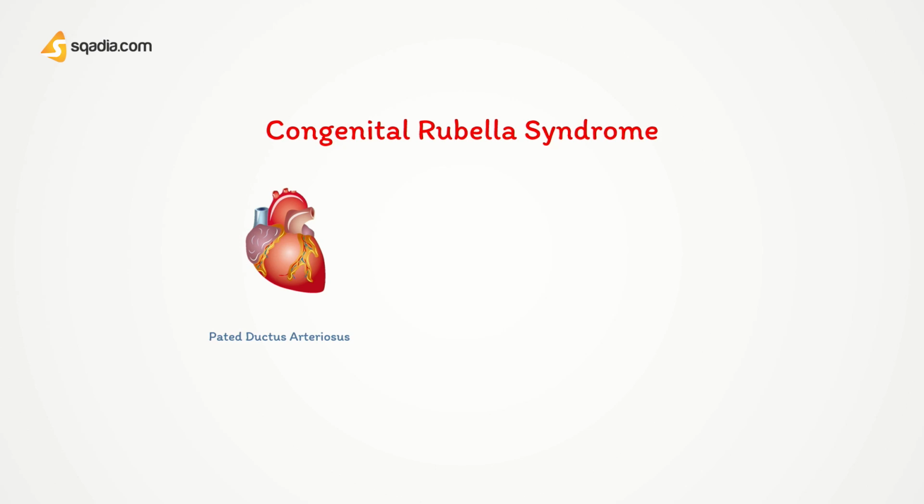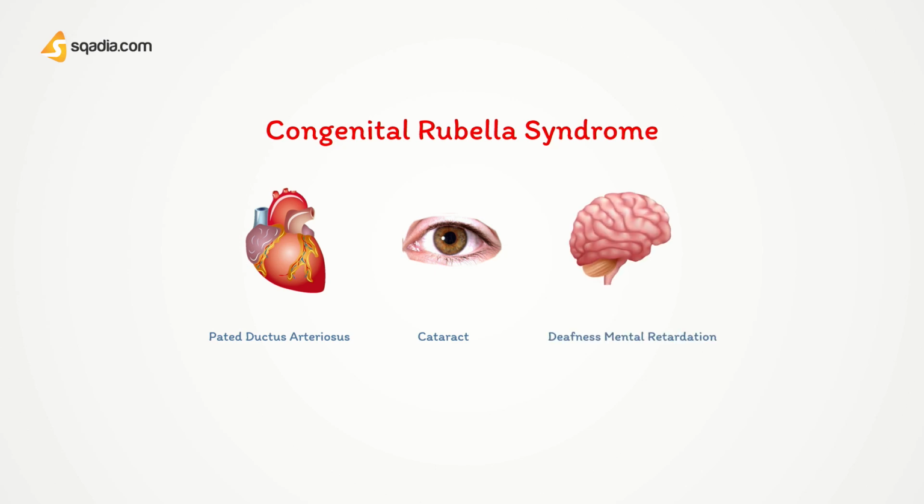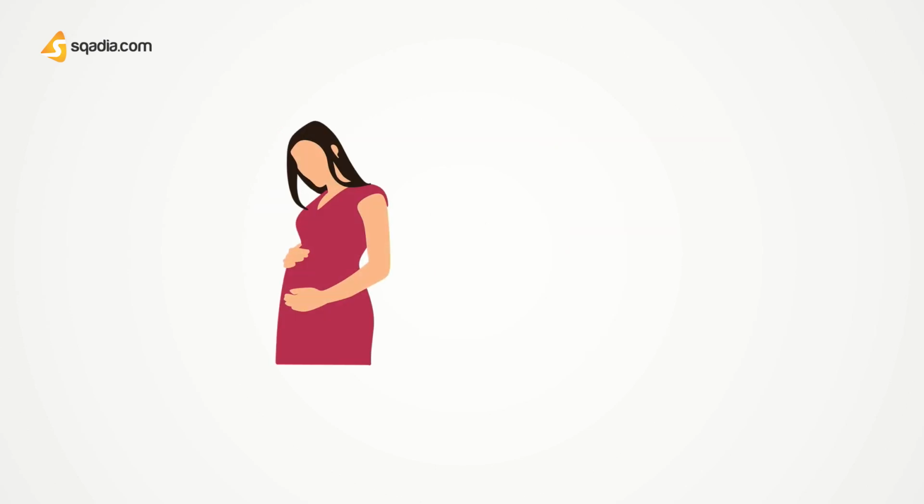After birth, the eyes are affected, such as cataracts with cloudiness or opacity in the normally transparent crystalline lens of the eye, and also the brain, like deafness and mental retardation. In a pregnant woman, the presence of IgM antibody indicates recent infection, whereas a greater titer of IgG antibody indicates immunity and consequent protection of the fetus.